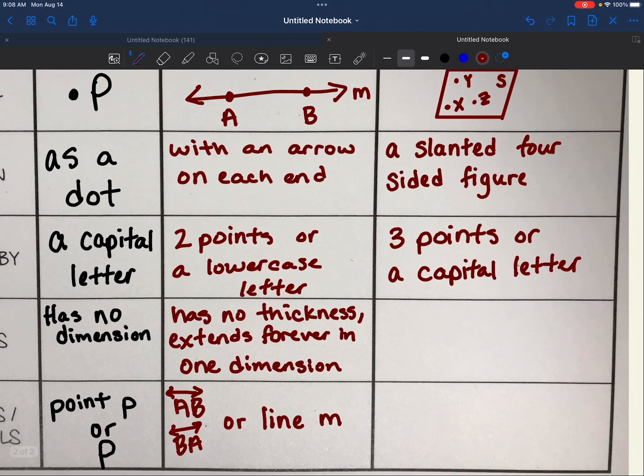Okay, similar to a line, planes also have no thickness, but instead of them extending forever in one dimension, they would extend forever in how many dimensions? 2, yeah.